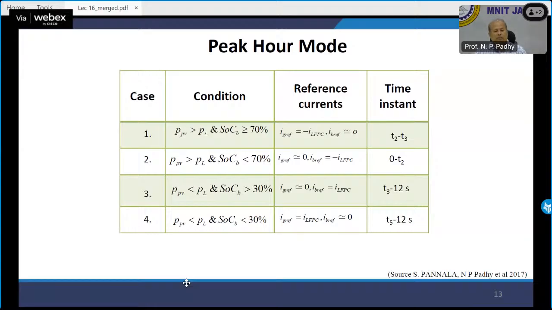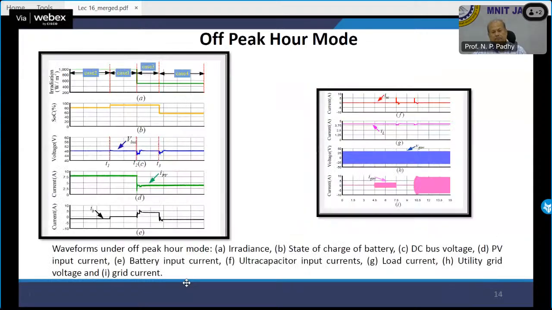And case 2 is where PV is greater than PL, but the SOC is less than 70. Case 3, PV is less than PL and SOC is greater than 30, and case 4, PV is less than PL and SOC is less than 30. So that's what we have discussed. You can cross verify whether the hardware result is matching with the philosophy of your control strategy.